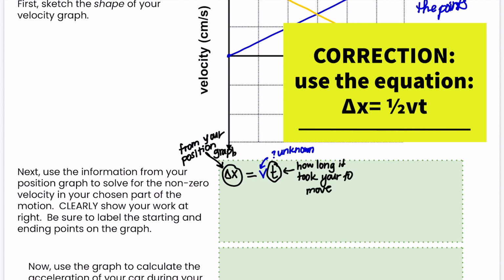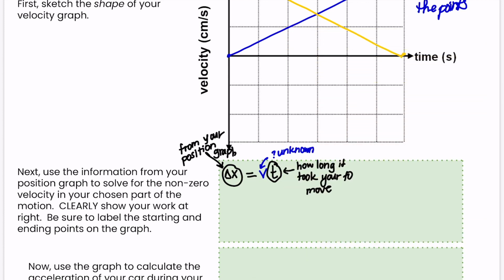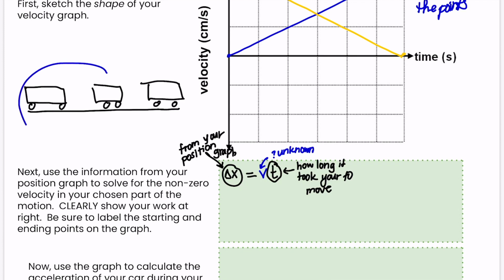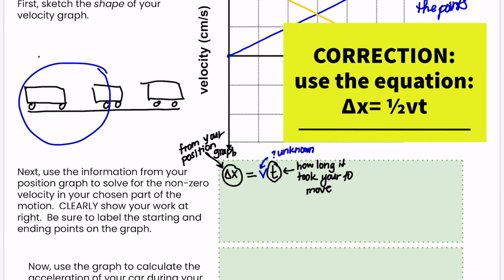And remember, it's just part 1 or part 2, right? So if you did speeding up, then your car did just the first part, right? So for speeding up, it's how long it took your car to go from the initial point to that middle section, so the time to reach max speed. And then if you're doing slowing down, you are going to do this part, so the time it took to stop.